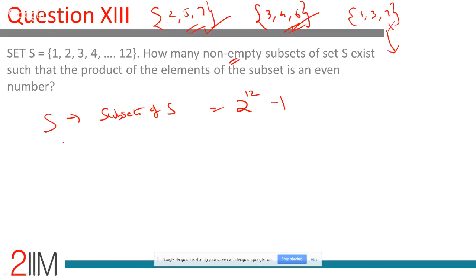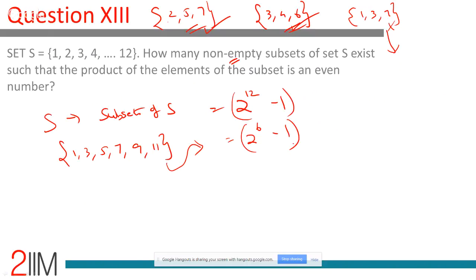How do we do that? That means we're looking at 1, 3, 5, 7, 9, 11. Any subset of this set will also be a subset of S. And any subset of this set will have the product of its elements being an odd number. So all we need to think about is how many subsets this set has. That's 2 power 6 minus 1. Again, we are eliminating the empty set. So the question says how many non-empty subsets of set S exist. So this many total non-empty subsets exist. This many non-empty subsets exist where the product of the digits is an odd number.